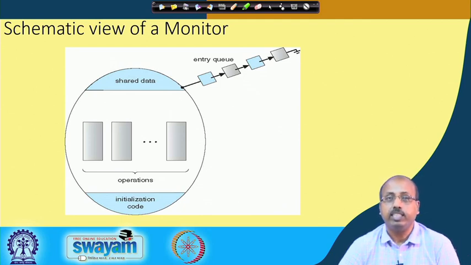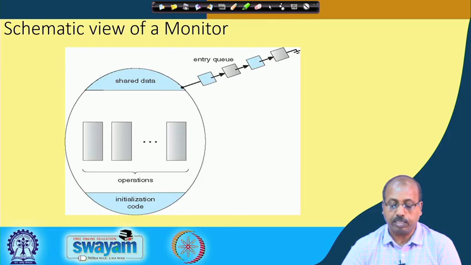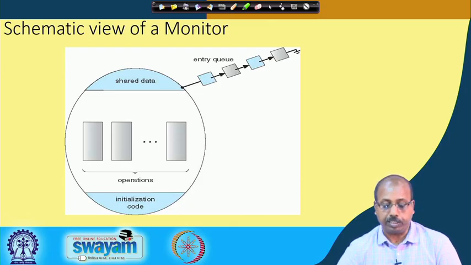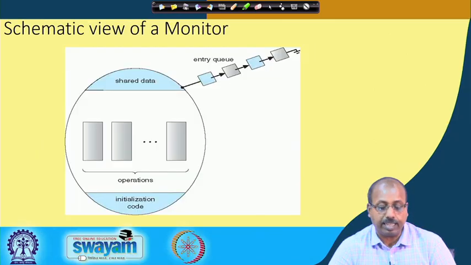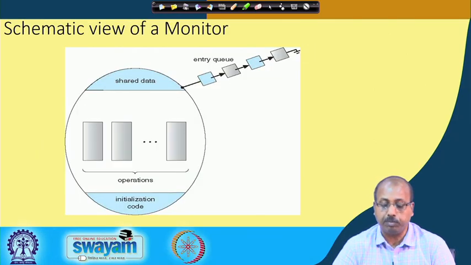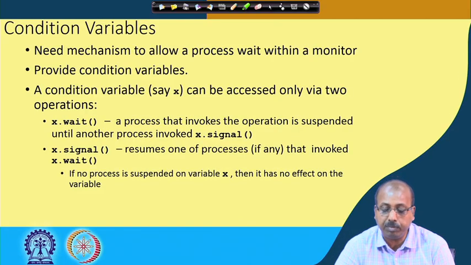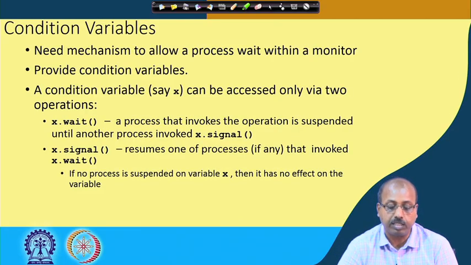As an OS designer, it is the responsibility to have this monitor implemented by means of semaphores or other hardware primitives, so that this facility is provided to the application programmer. As we have seen in the last diagram, we have a queue of waiting processes, and this queue implementation is done by means of condition variables. We need a mechanism by which we can allow a process to wait within a monitor, and how to wait is provided by this condition variable.